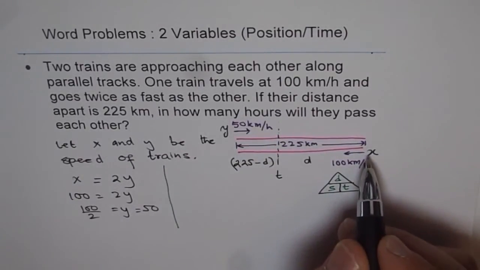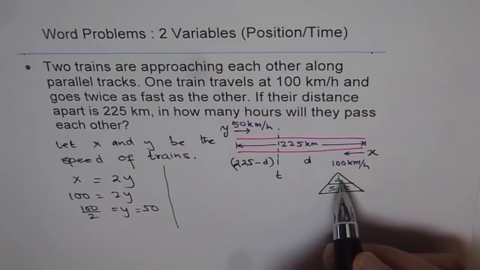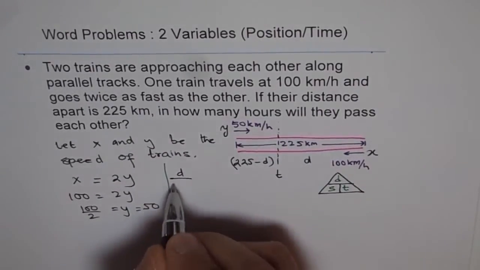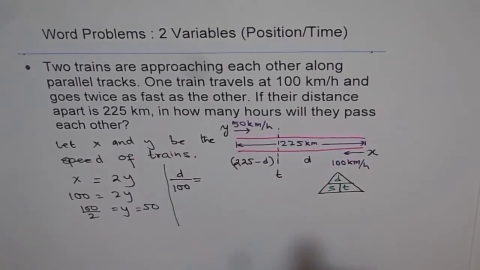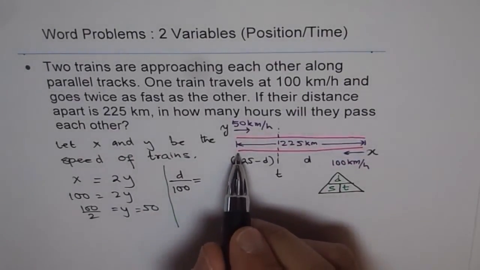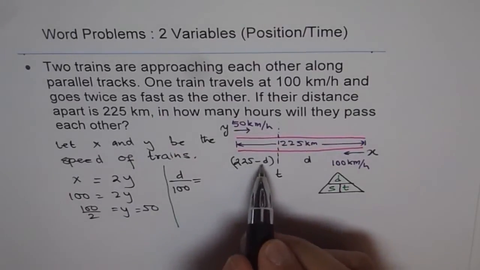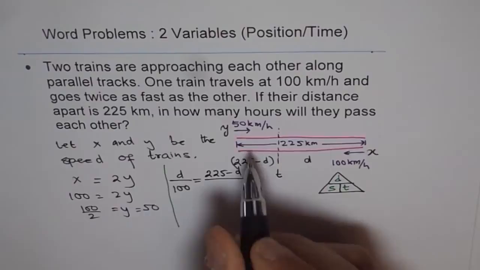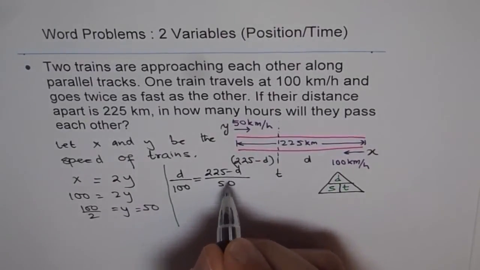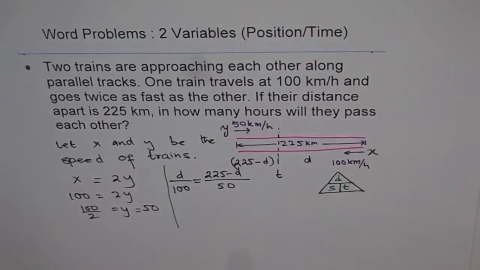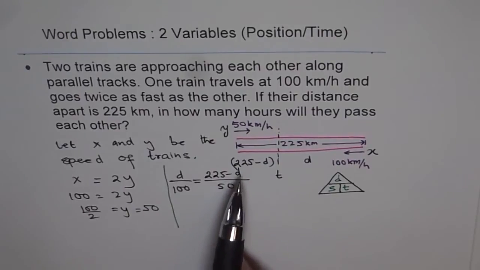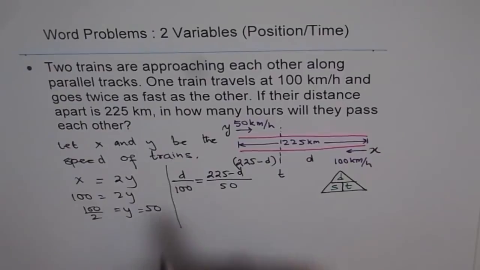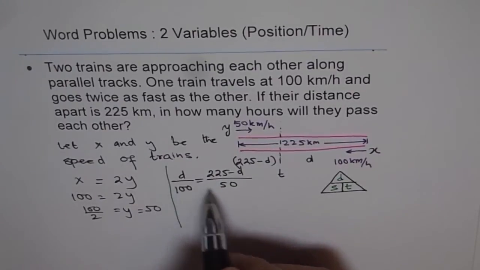So for the train x, distance is d. So we write d divided by the speed, which is 100, which should be equal to distance traveled by the other train, which is 225 minus d, divided by the speed of that train, which is 50. Do you see that? This equation helps to find distance, right? So we'll cross multiply, we can solve this.